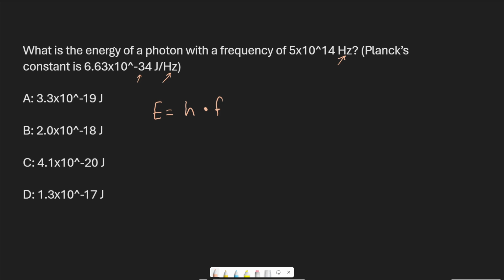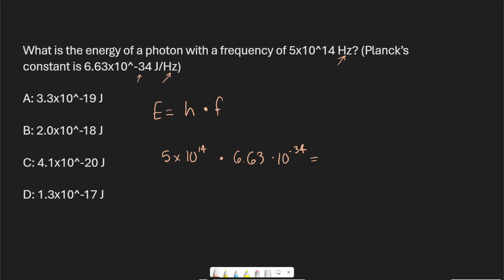So let's go ahead and multiply these. 5 times 10 to the 14th. And then we're going to multiply that times 6.63 times 10 to the minus 34, right? And the way that I'm going to choose to do this is I'm going to multiply the numbers first, and then we'll deal with the exponents.